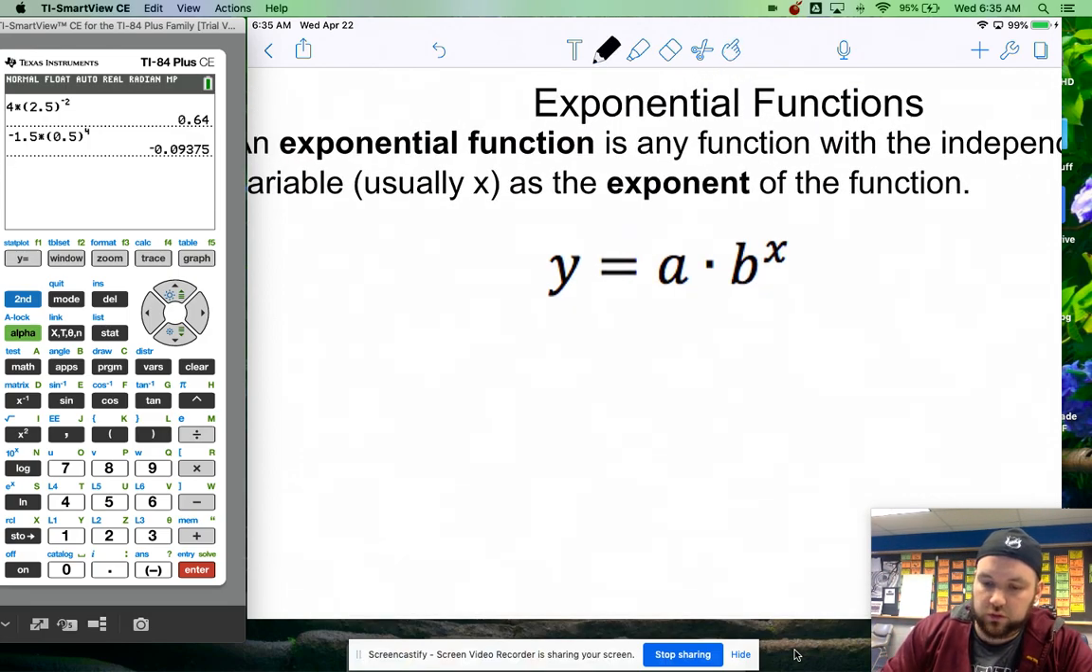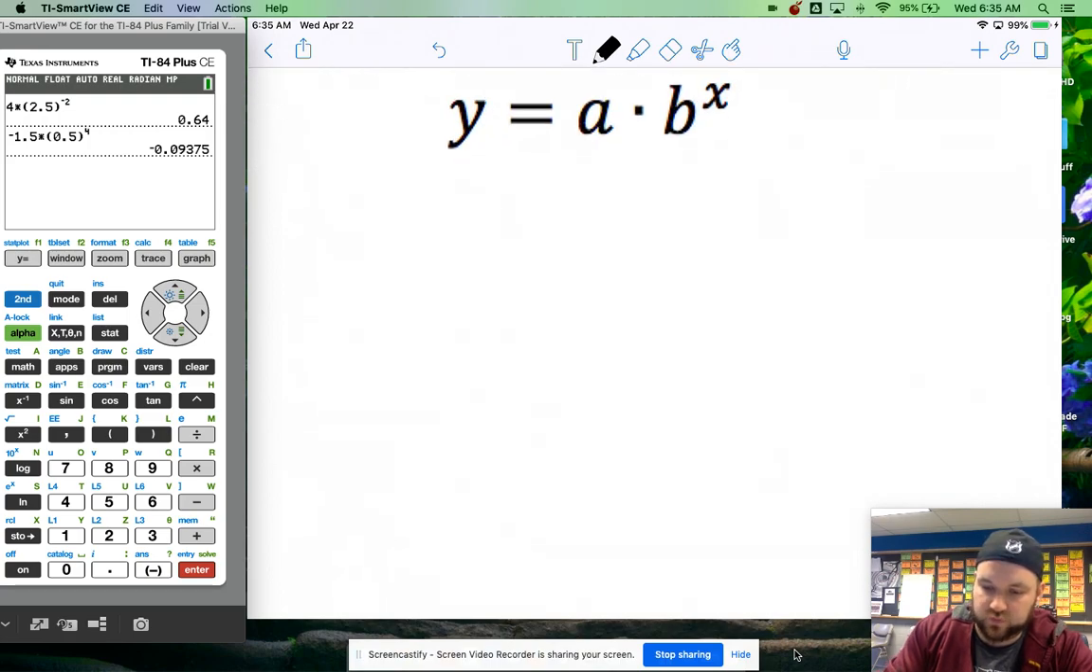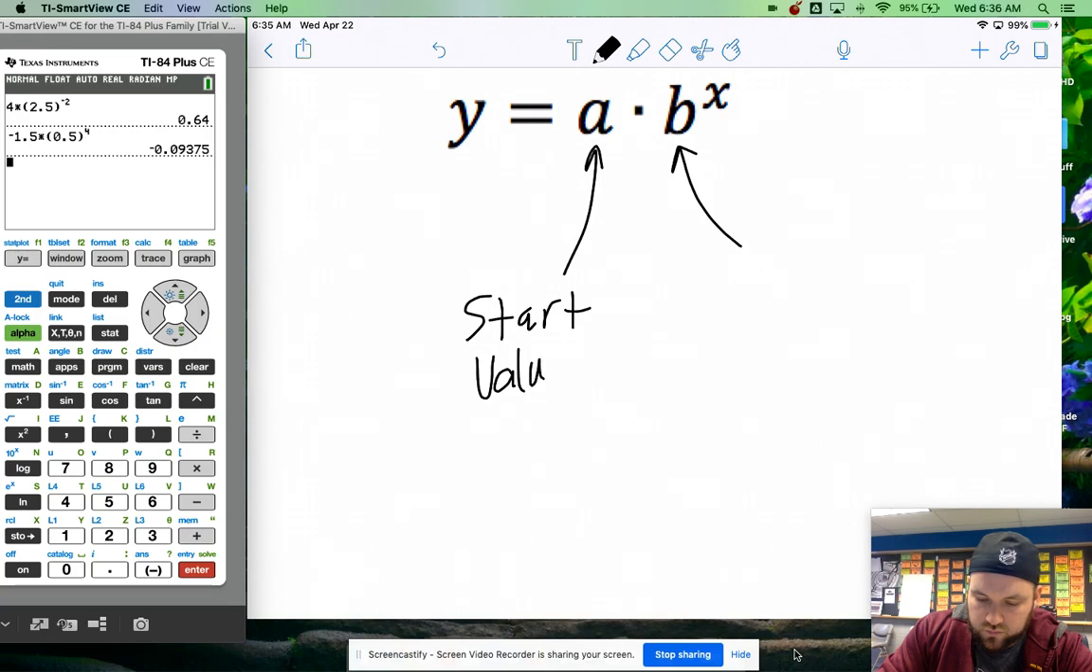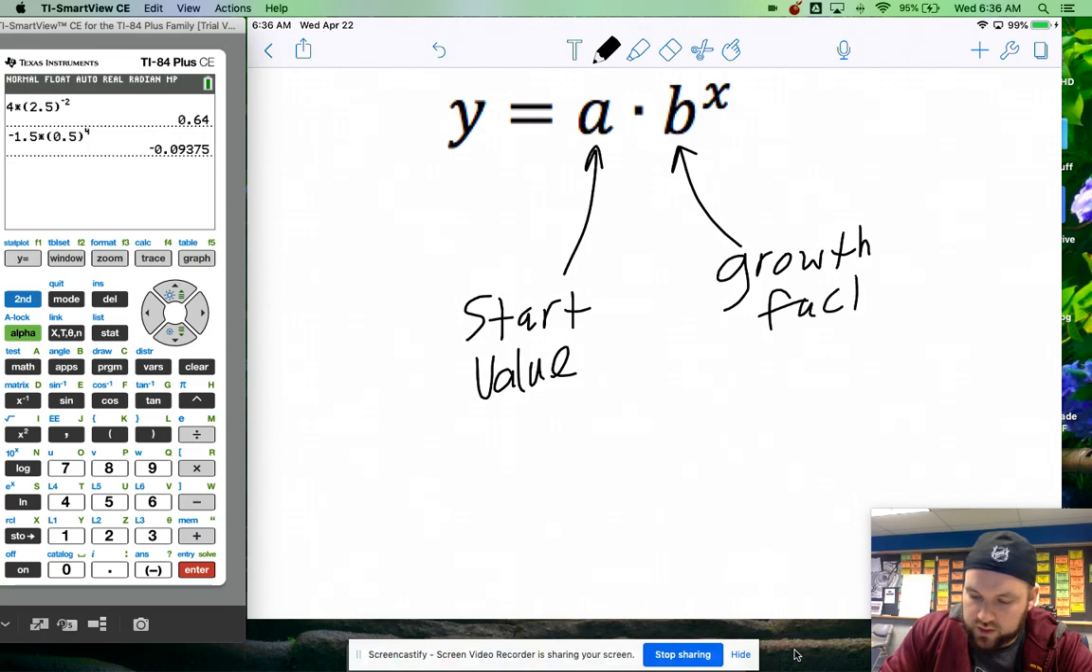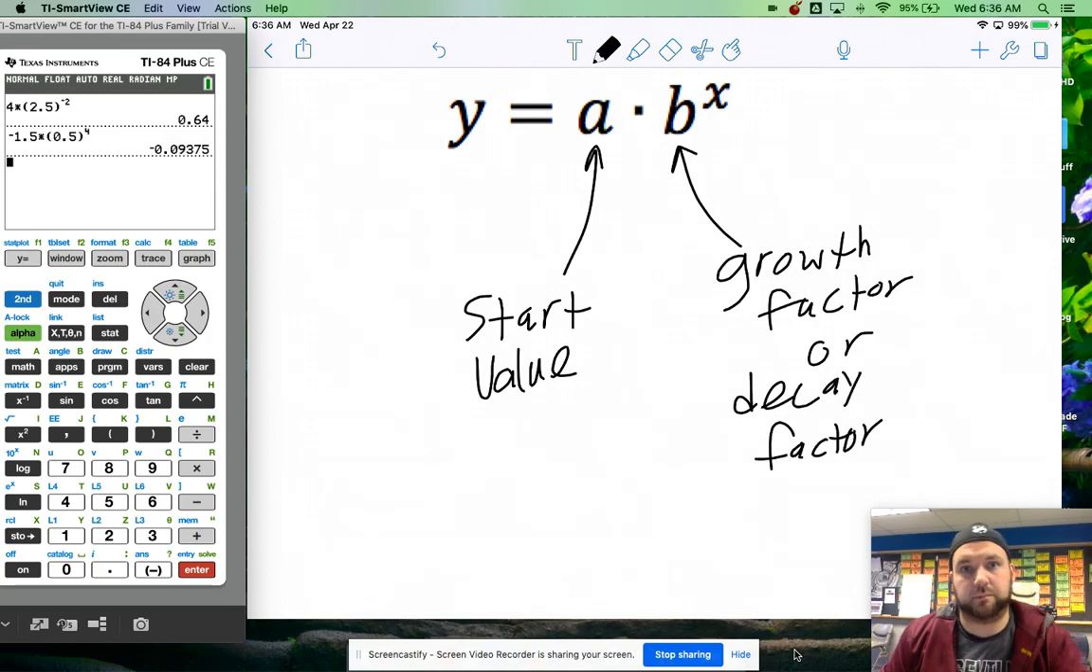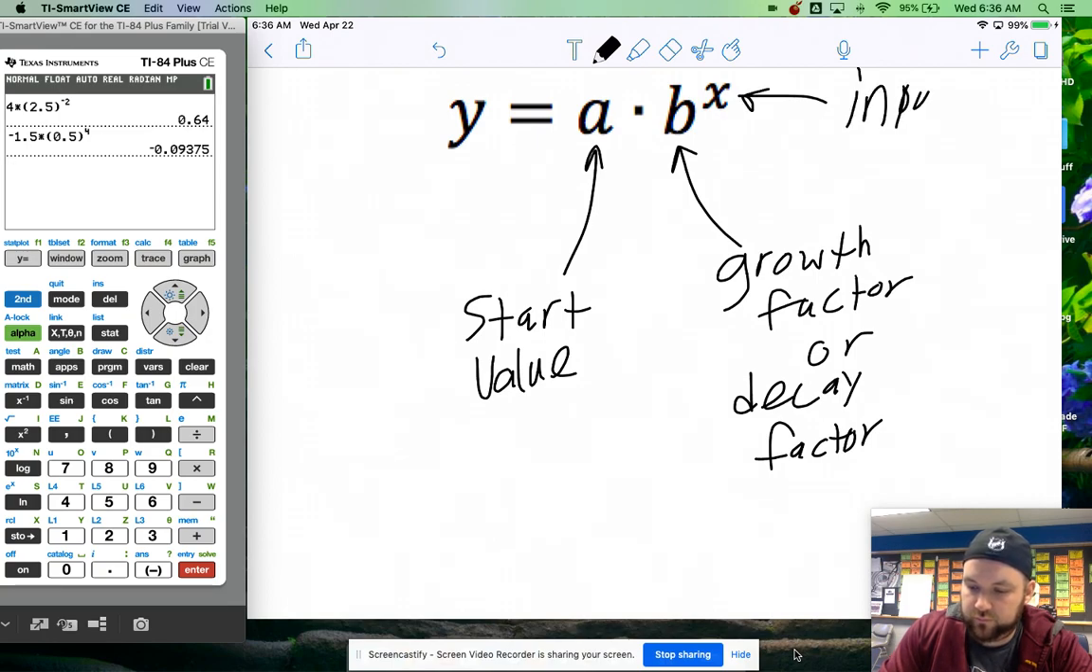The general exponential function is going to be written like this: y equals a times b to the x, where a we're going to call the start value, and b is what's going to be called the growth factor. From time to time, it'll also be called the decay factor, and we'll talk about when it is each type. So sometimes it's a growth factor, sometimes it's a decay factor. Some people just call it growth factor all the time. And then x is the input or the independent variable.